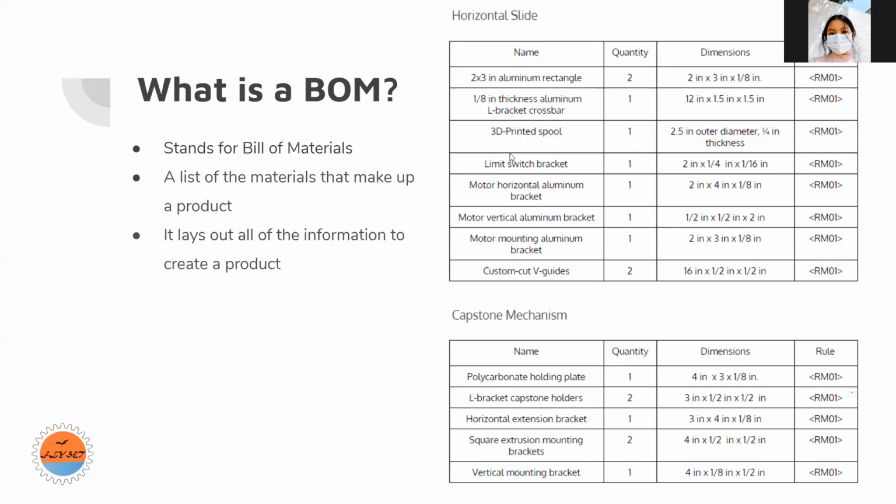So what is a BOM? As I said, it's a bill of materials, and it's just a list of the materials that make up a product or an assembly that you have made. It lays out all the information to create a product. This image of a short bill of materials is actually from our BOM last year, and I just took that to give an example.